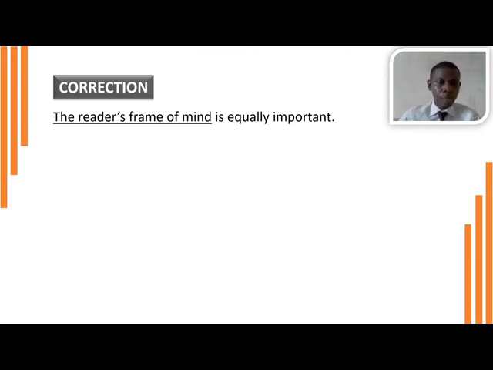So this first one, the reader's frame of mind is equally important. The reader's frame of mind. Is this a phrase or a clause? You are wondering which one. Yes, you want to tell me? Said a clause? Where is your verb? If it's a clause, there's your verb. The is an article. Reader's is a possessive noun. Frame is a noun. Of is a preposition, and mind is a noun. No verb. That makes it a phrase.